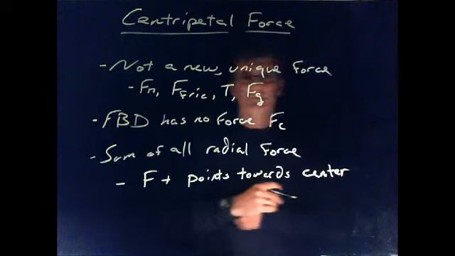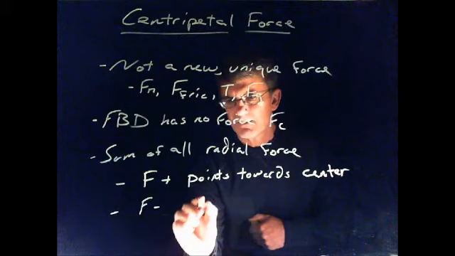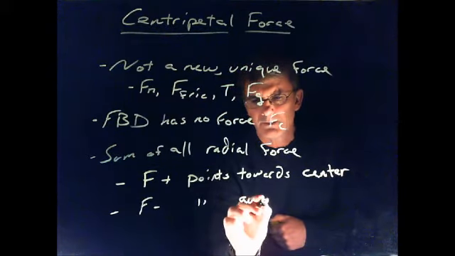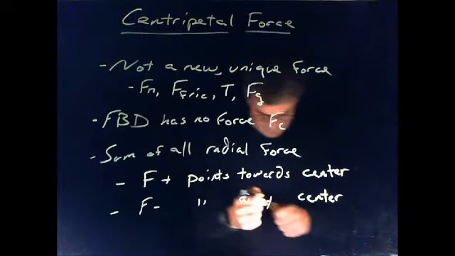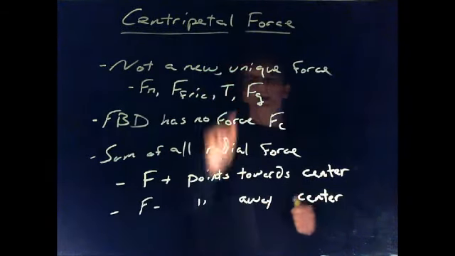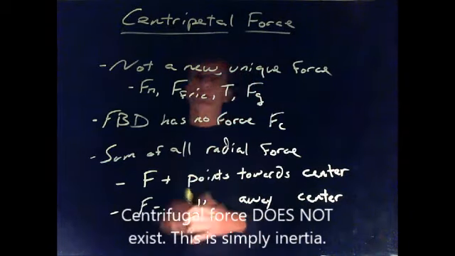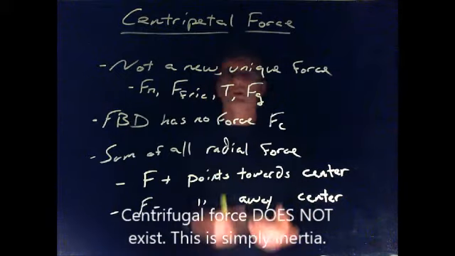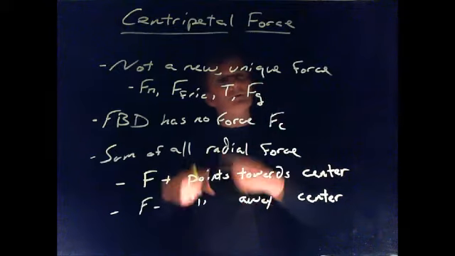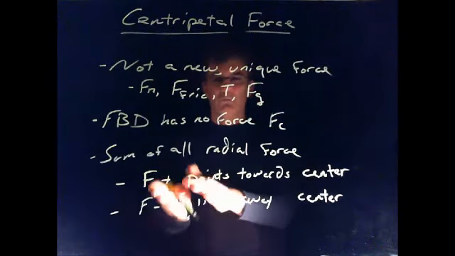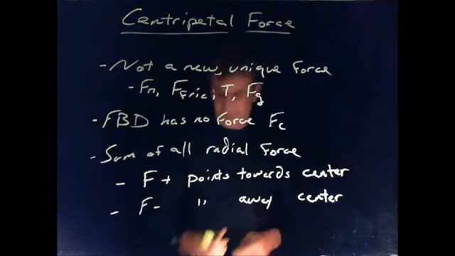And we'll look at some examples of this. The force is negative if it points away from the center. Don't confuse a negative force with what's called a centrifugal force. There is no such thing as centrifugal; that's simply inertia. But depending upon the style of circular motion, we can have forces pointing away from the center, and we're going to look at those in just a minute.